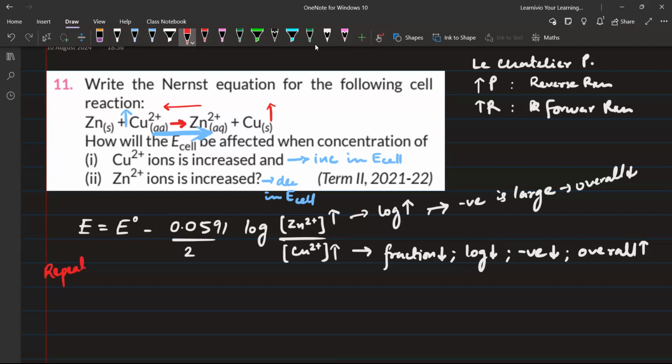Because on this, you don't have to write why it is happening, just need to write how it is going to happen. So how will the E cell be affected? Increase होगा या decrease होगा? Copy this down.